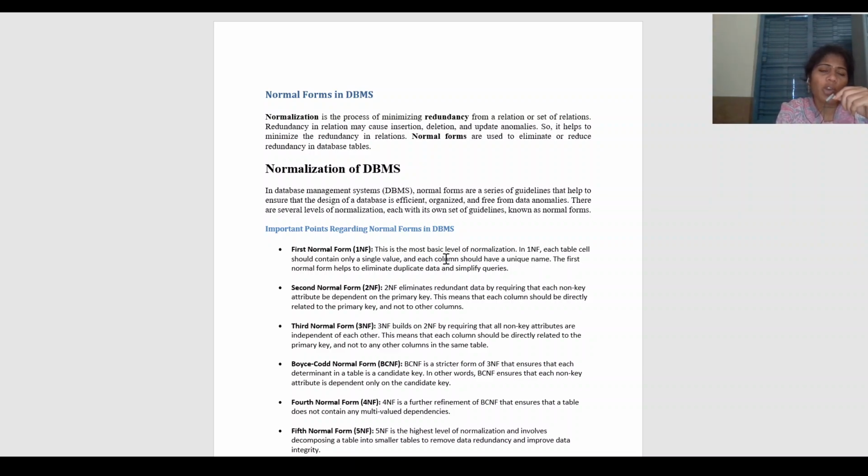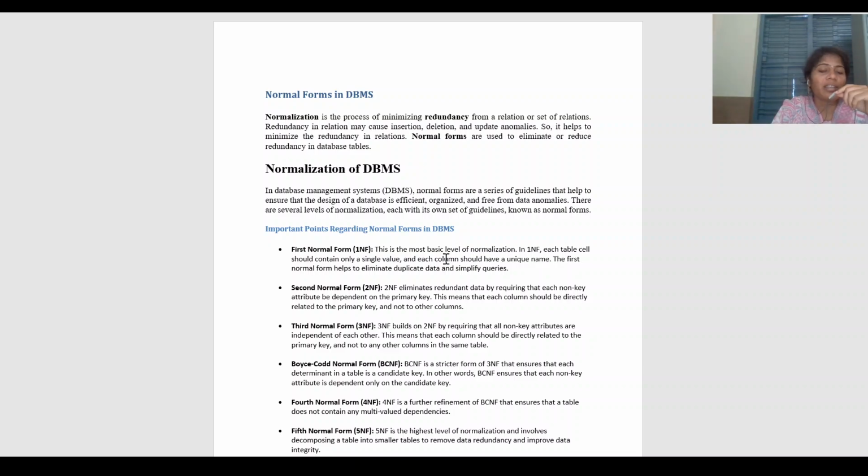What is normalization? Normalization is the process of minimizing redundancy. Redundancy means duplication. We have to reduce the duplication of relations in the set of relations. Normal forms are used to eliminate or reduce redundancy. Normal forms are used to reduce the duplication and repetition in the database tables.